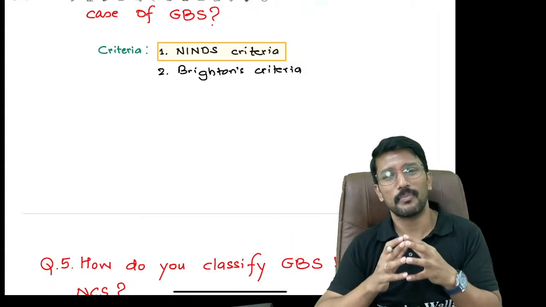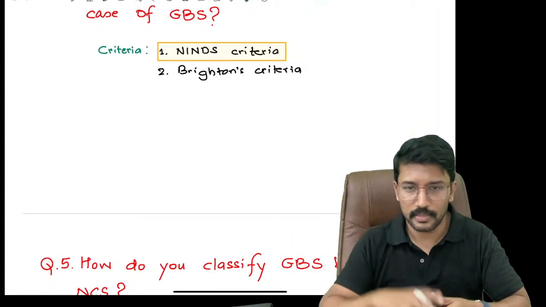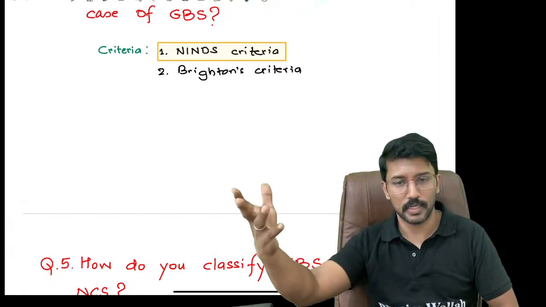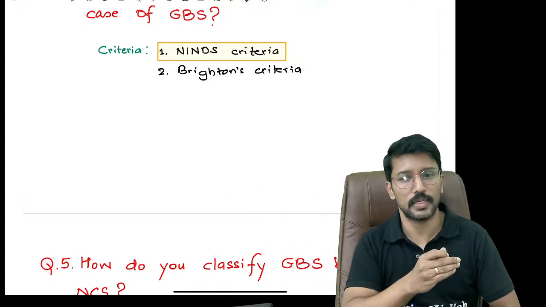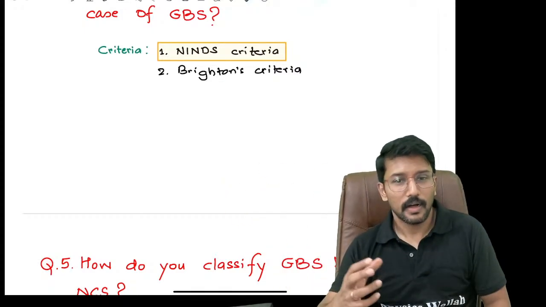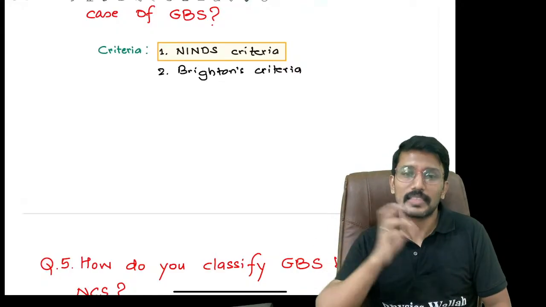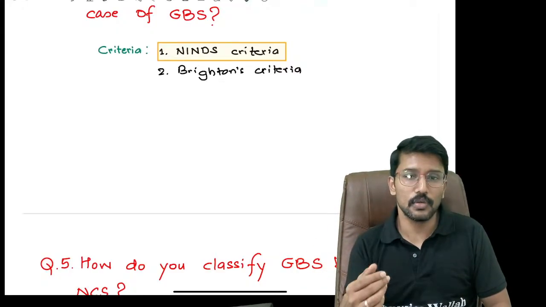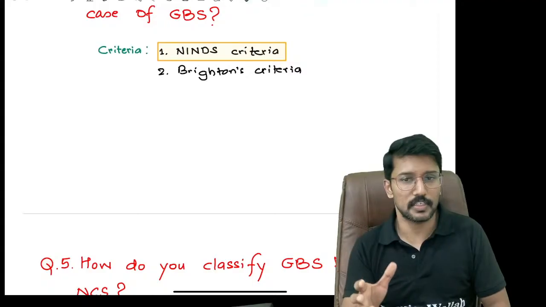Now, is it possible for me as a doctor to predict which patient is likely to have complications and which patient is less likely to have complications? Yes, it is possible. How? Because there are different subtypes of GB syndrome, which we understood once we started doing nerve conduction studies for the patients.